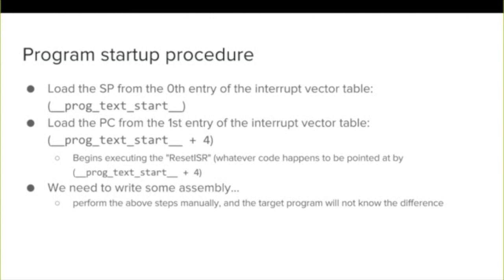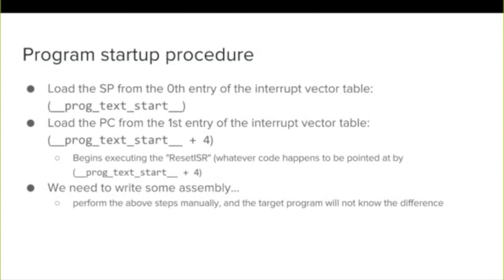Okay. And conveniently, we have a symbol that refers to the beginning of the program flash. Remember we decided we're going to split our flash into two regions. One region for the bootloader, one region for the target program. And in the linker script, which we haven't seen yet, we define this symbol, which refers to the beginning of that program section. And remember our interrupt vector table is at the beginning of our program section, right? So the zeroth location of our vector table is at program text start, which is this symbol. So we're going to load SP from program text start, right?